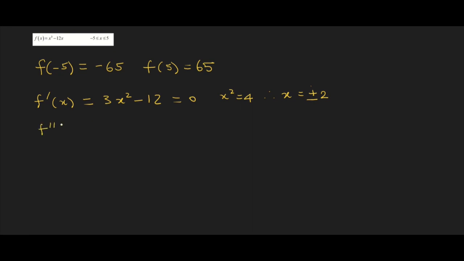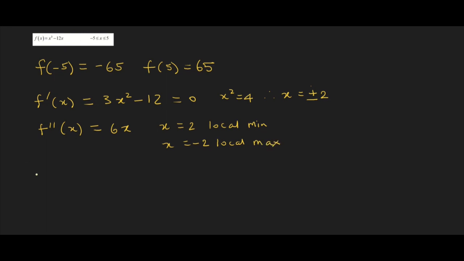Now to identify the nature of those turning points, we take the second derivative of the function. That gives us 6x. So that's positive when x equals 2, so that's a local minimum. And it's negative when x is equal to minus 2, so that's a local maximum.